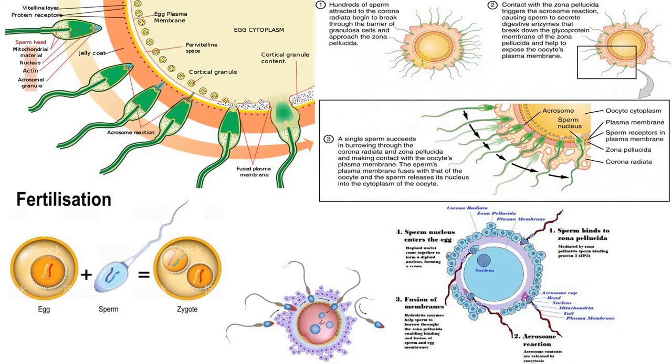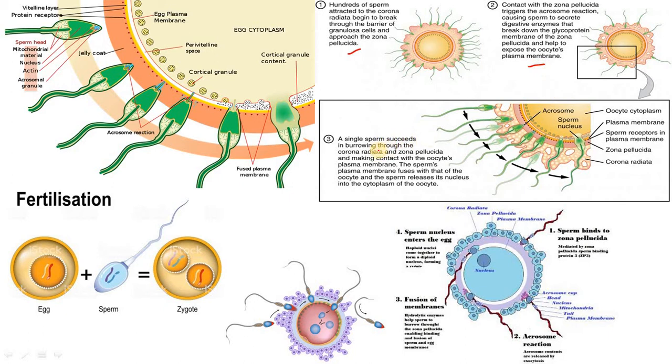So these are more pictures so that you can understand more clearly. Hundreds of sperms attach to the corona radiata, which is the outermost layer, and begin to break through the barrier of the granulosa cells and approach the zona pellucida. Then they contact the zona pellucida, which triggers the acrosome reaction, causing the sperm to secrete digestive enzymes that break down the glycoprotein membrane of the zona pellucida and help to expose the oocyte's plasma membrane.